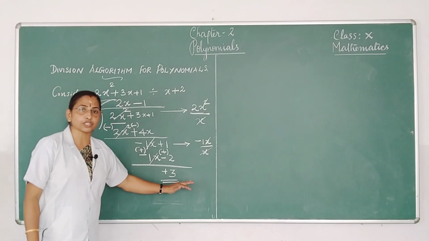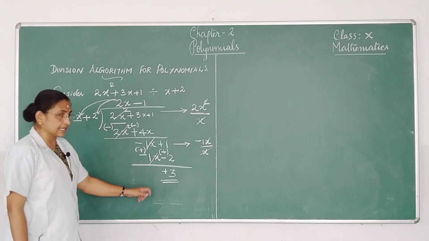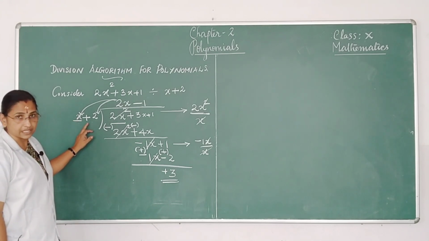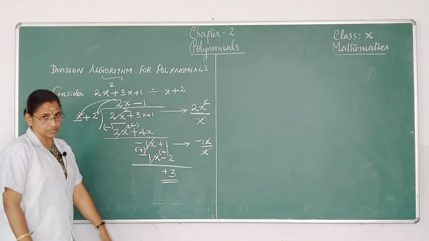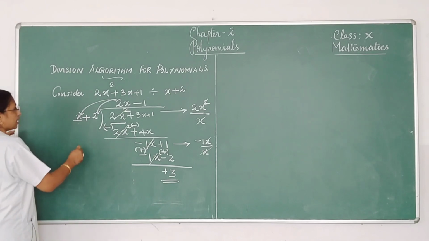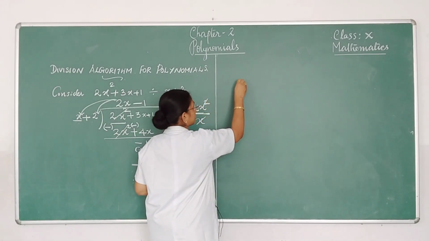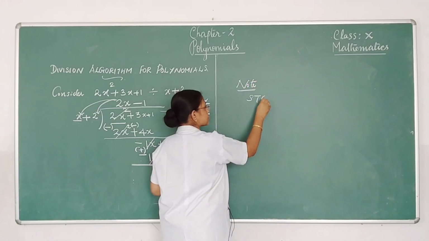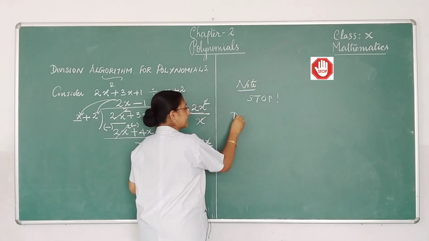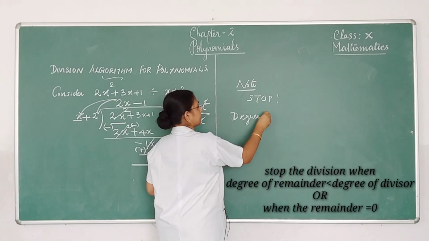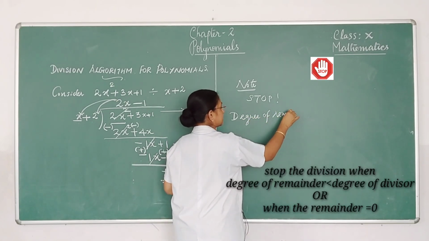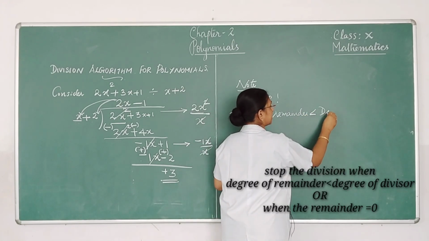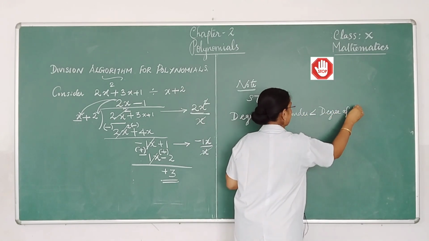Think whether you need to proceed further or not. Here, the degree of the remainder is less than the degree of the divisor. So, we can stop the process here. Keep in mind as a note: stop when the degree of the remainder is less than the degree of the divisor.